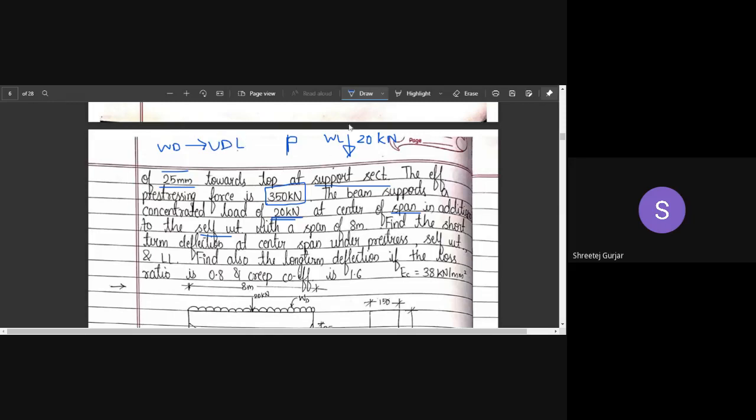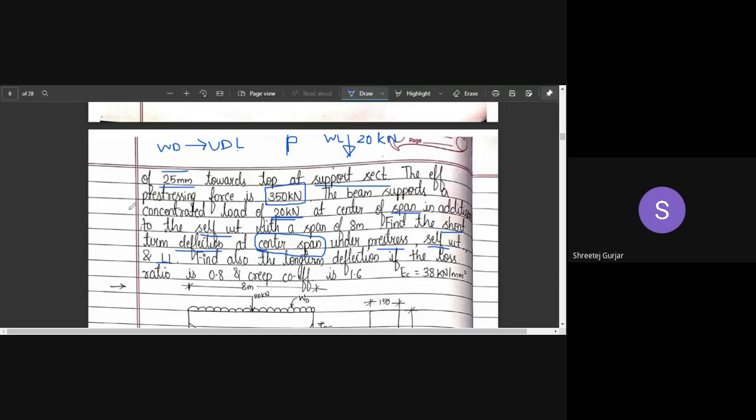So you have a live load as a point load, and dead load is usually a UDL. Next, find the short-term deflection. We have to find the short-term deflections at center span, under pre-stress, self weight, and live load.